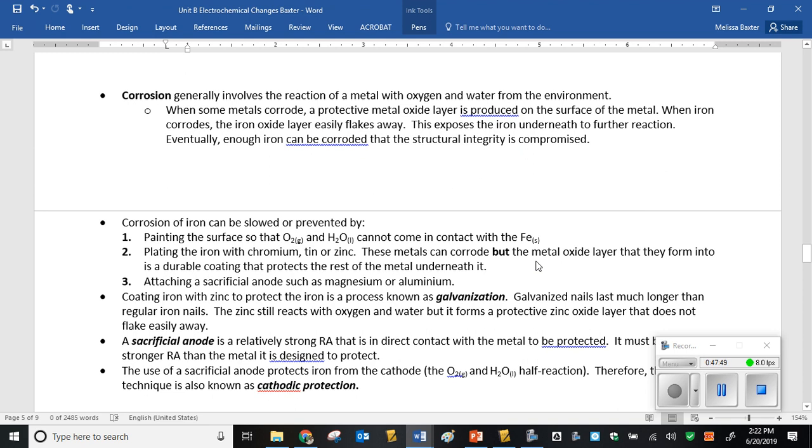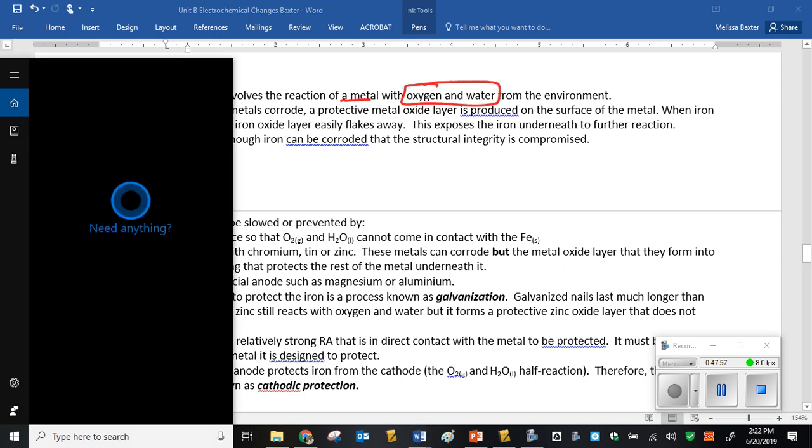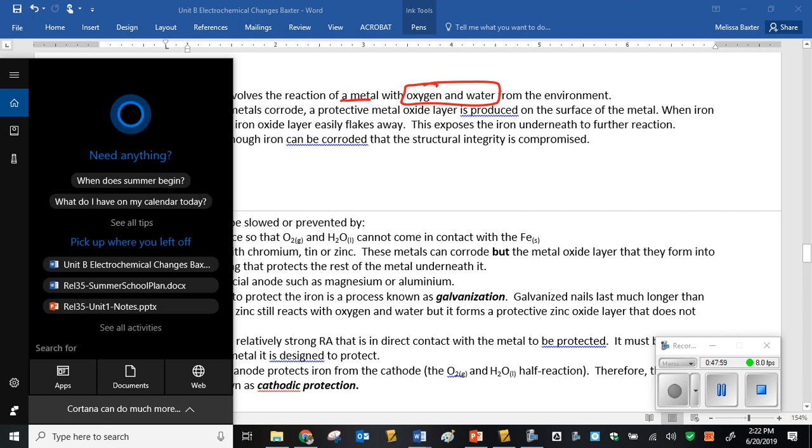So corrosion is an example of redox happening where we kind of don't want it to. It's any metal with oxygen and water. So in your data booklet, there's a reaction where oxygen and water are the oxidizing agents.